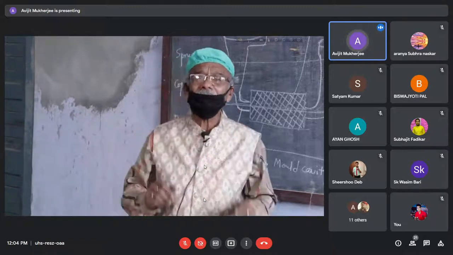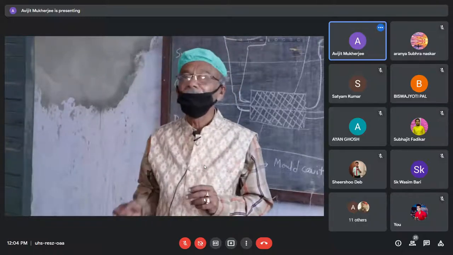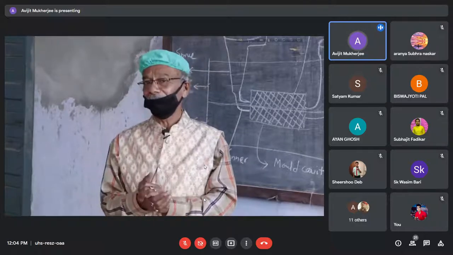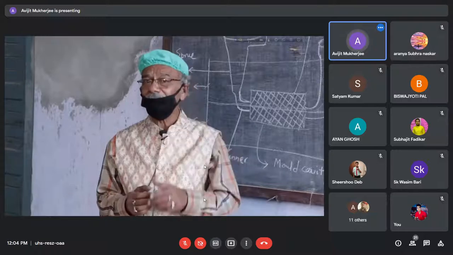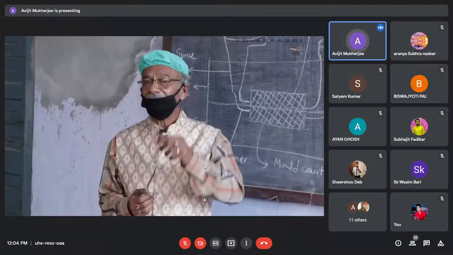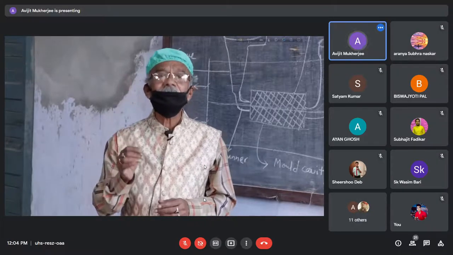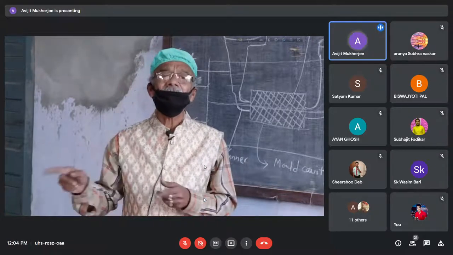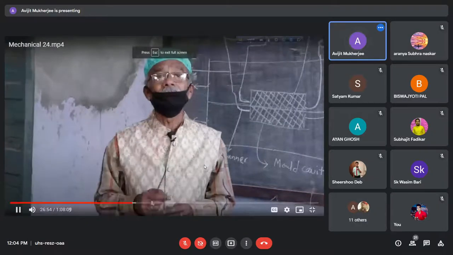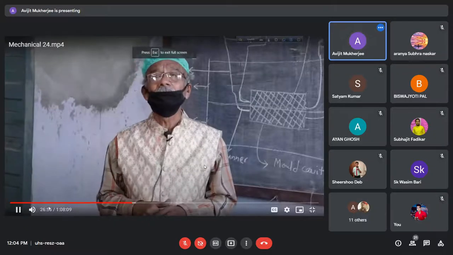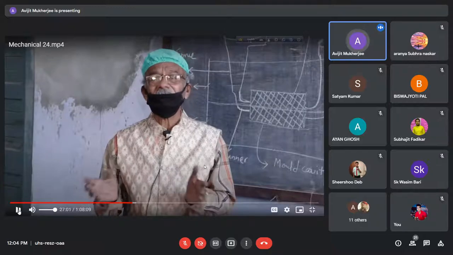Another crude technique is also there, that is with the application of sound. Please, if it is possible, hold the casting or hang the casting. Strike it with a mallet. Mallet means a hammer made of wood. By hearing the ringing sound, we can tell whether there is any internal crack or any defect.